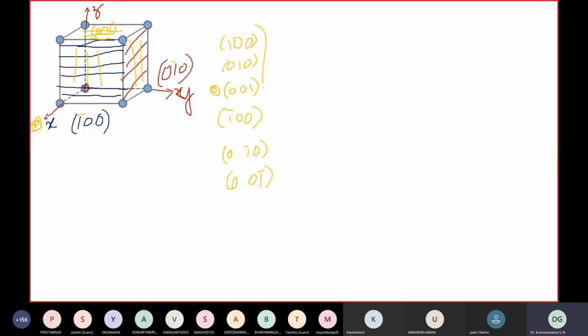So, considering that all these planes are equivalent, when I say 1, 0, 0, it represents all the other 5 planes. Right? So 1, 0, 0 is always used to represent all the planes, and this is called a family of planes.